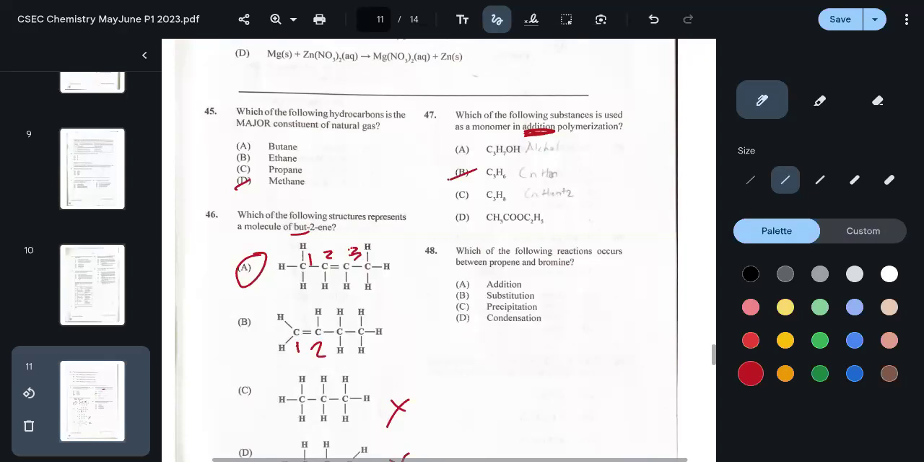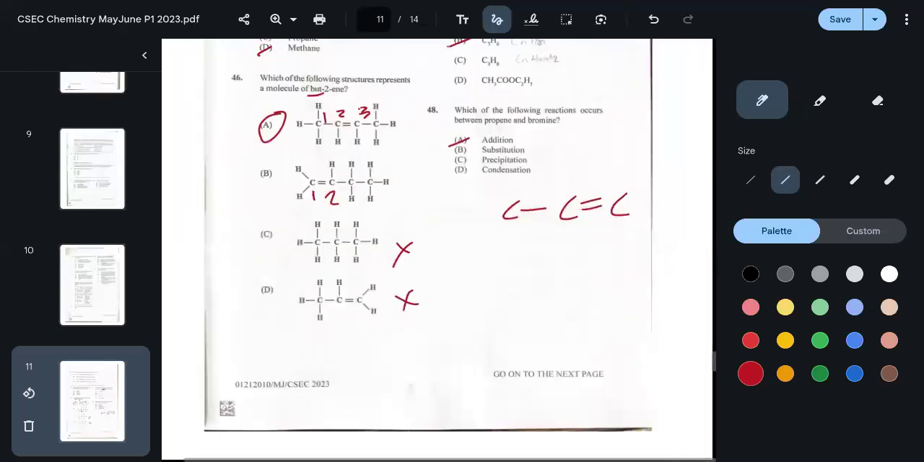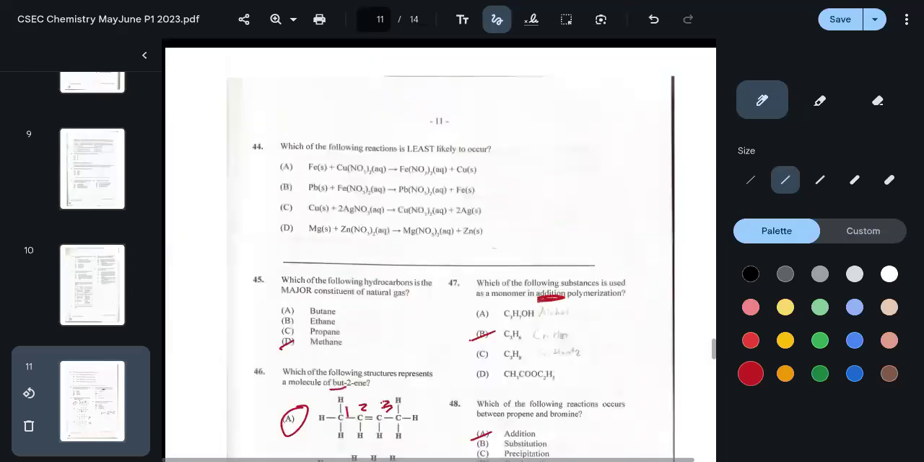So addition, right, because propene is an alkene. And we know that the characteristic reaction of alkenes is addition. Good job. Alkanes, substitution; alkenes, addition.